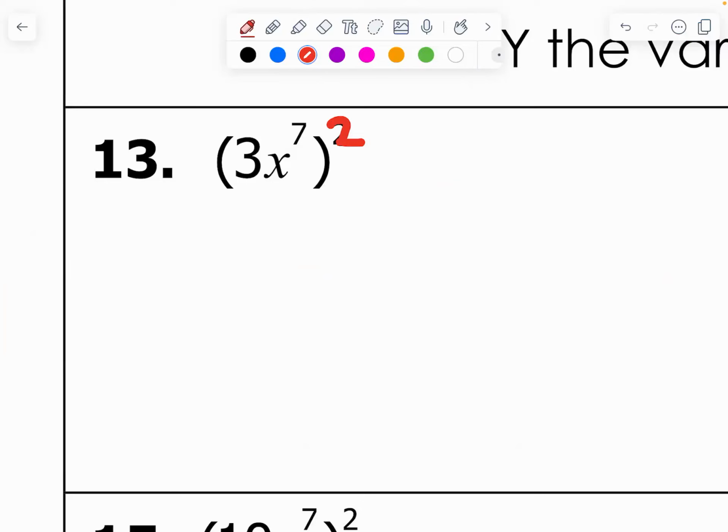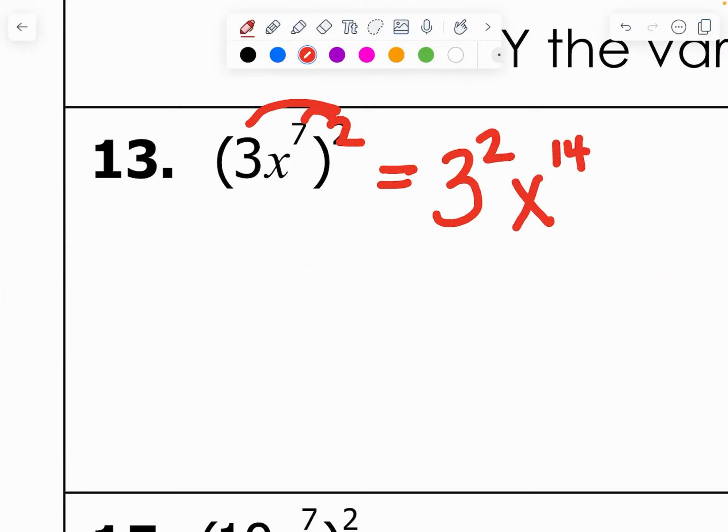This 2 gets applied to both the 3 and the x to the 7th. So the 2 goes to the 3, so we have 3 squared and x to the 14th.